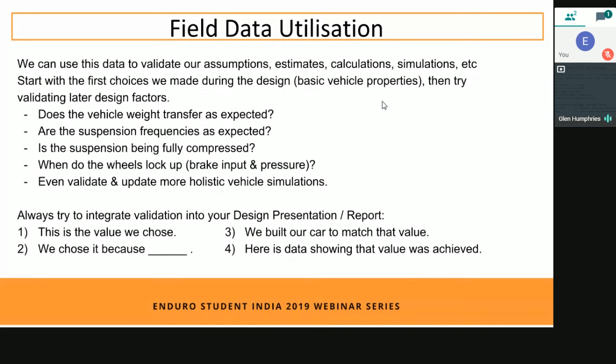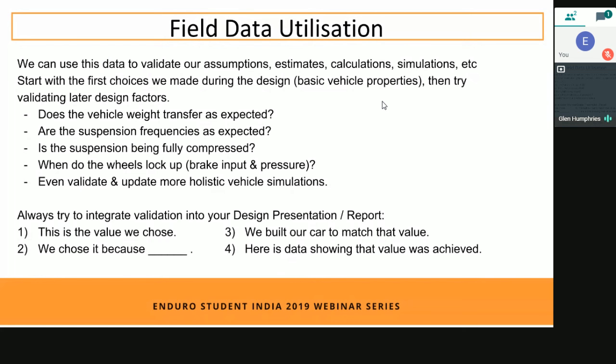Number two, we chose it because, and give a good engineering reason. It can be an estimation. That's how engineering works sometimes. We estimate what the best ground clearance is going to be. We built our car to match that value, hopefully, tick. If not, explain why the build didn't go as expected.